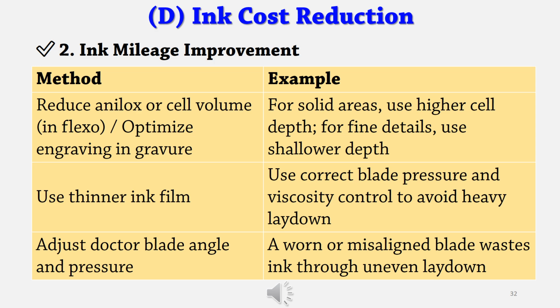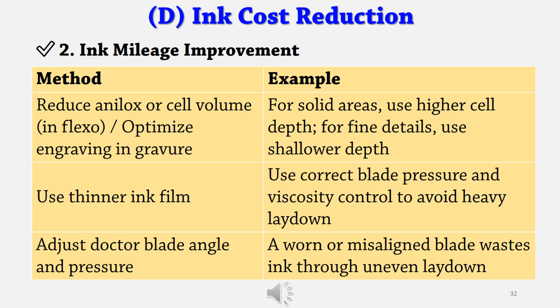The method is to reduce anilox or cell volume and optimize engraving in gravure printing. For solid areas, use higher cell depth. For fine details, use shallow depth. Here I suggest using good quality rotogravure cylinders from reputed companies like Afflatus Gravure and Uflex to save your ink.